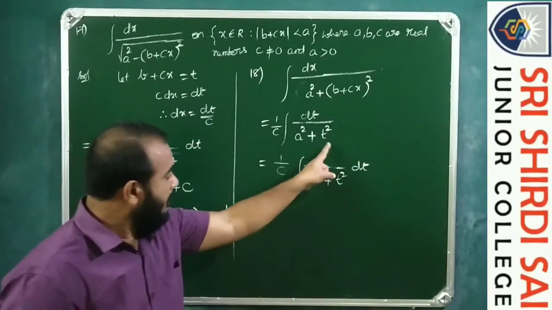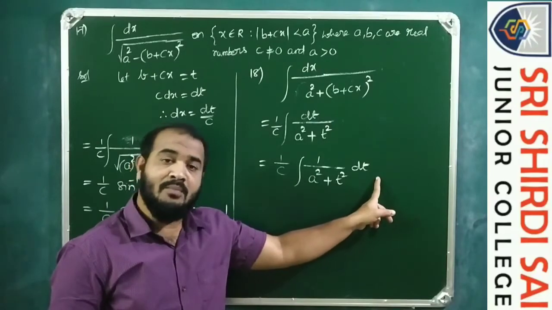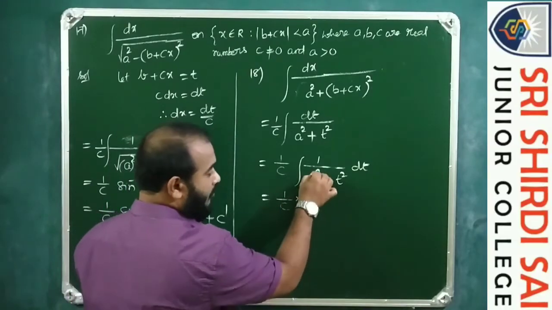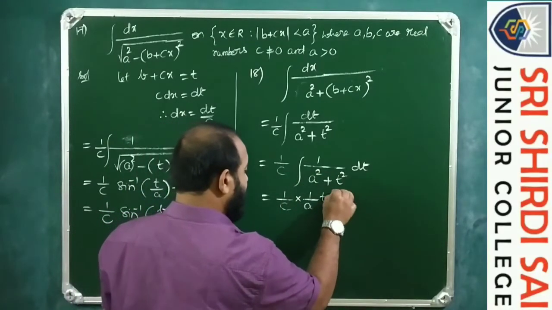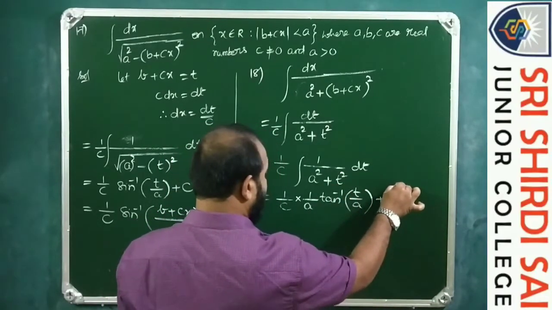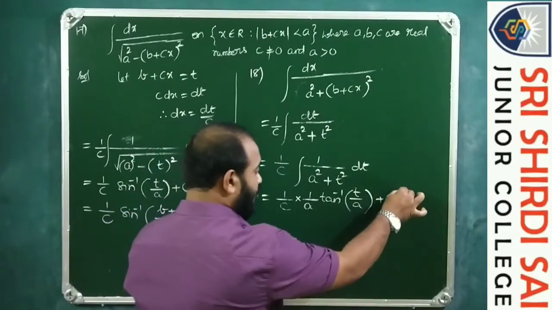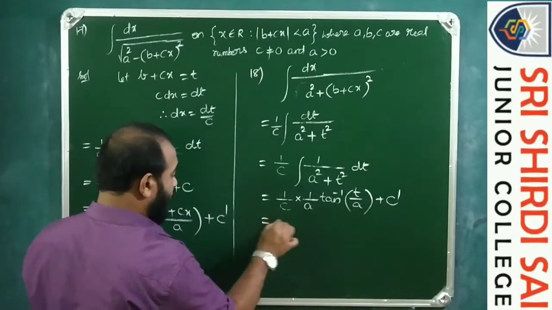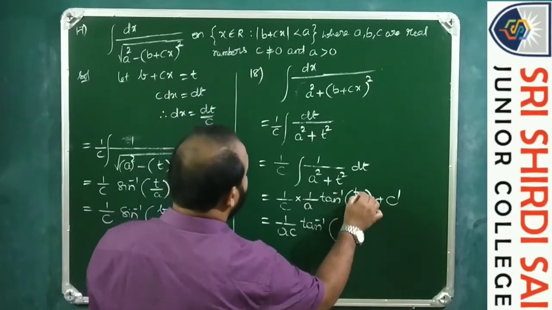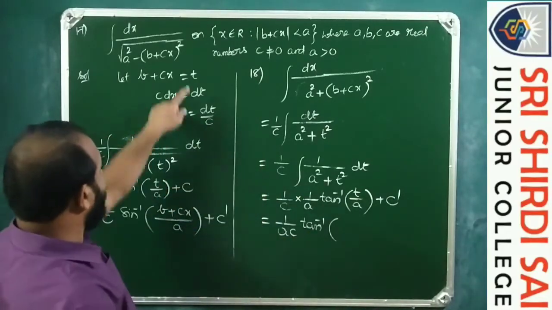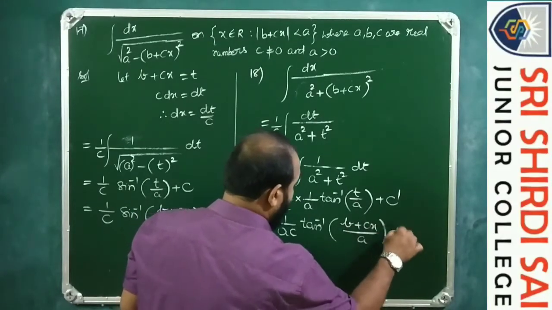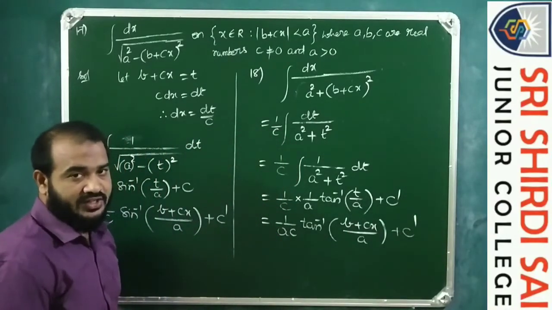What is integral 1 by a square plus x square dx? 1 by a tan inverse x by a. So this is equal to 1 by c, the same. The formula for this is 1 by a tan inverse x by a, where x is here t by a, plus constant of integration c. Already c existed here, so to show the difference, c dash we will write. So this is 1 by ac tan inverse, and t is to be replaced by what we have taken before, b plus cx, by a plus c dash, which is the constant of integration.